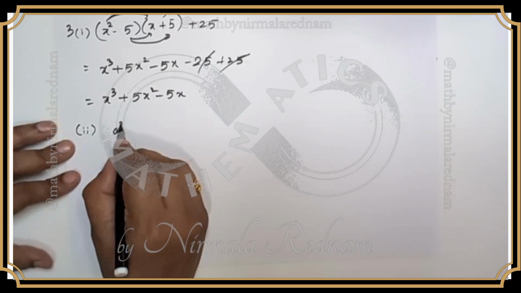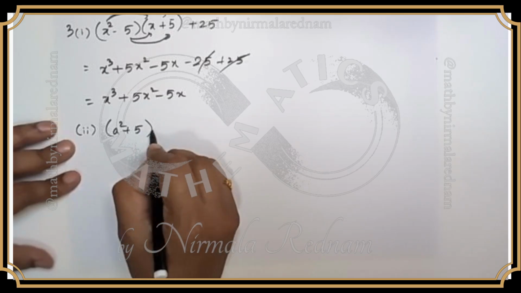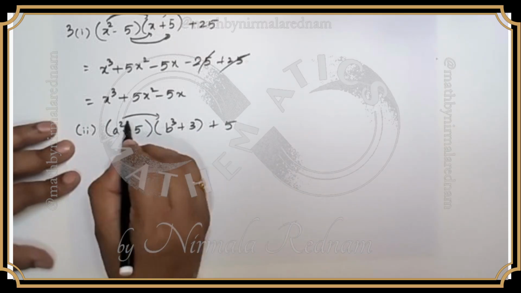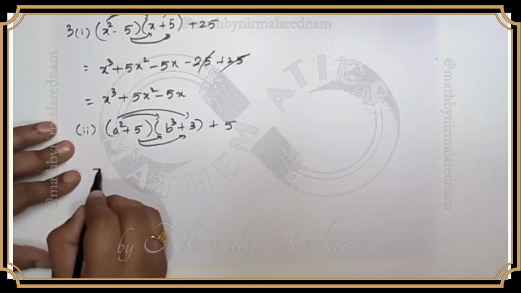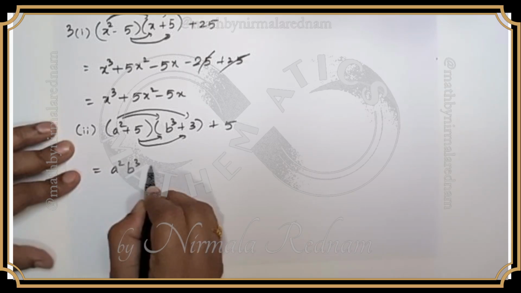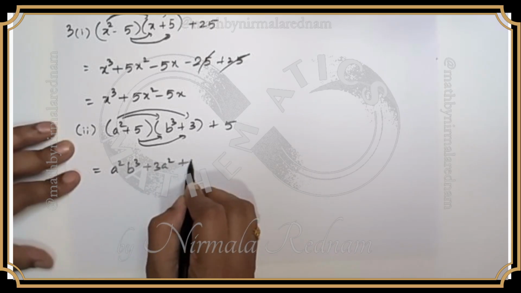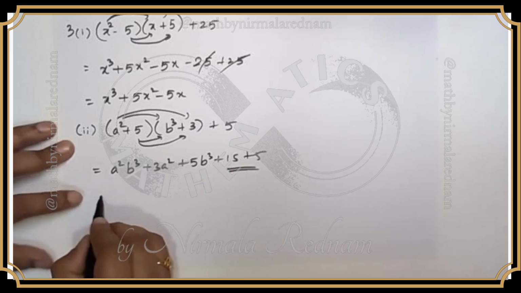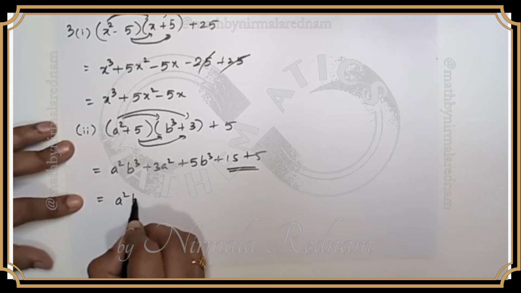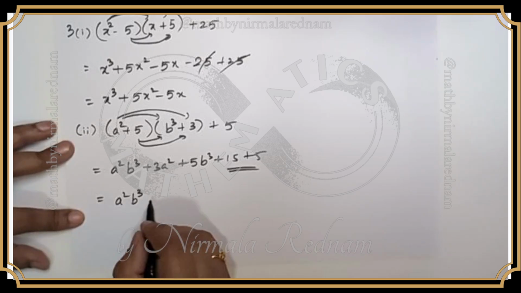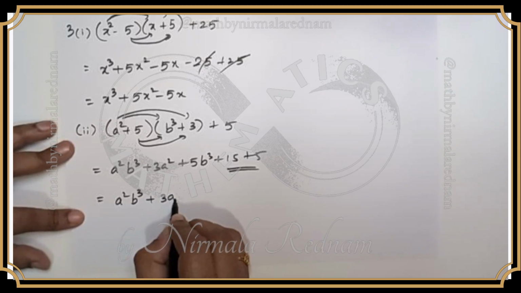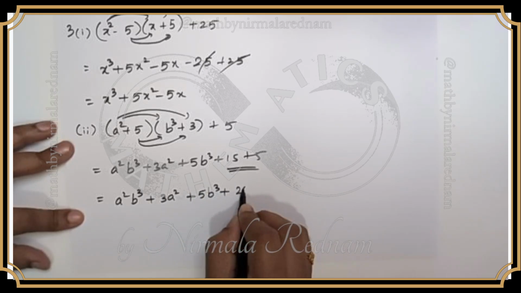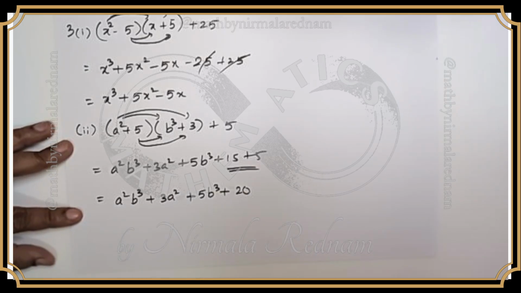Next I have a square plus 5 into b cube plus 3 plus 5. Again I have two binomials. A square into b cube is a square b cube plus 3a square plus 5b cube plus 15 plus 5. So this is the only part that can be simplified. So I have a square b cube plus 3a square plus 5b cube plus 20. So that is your answer.